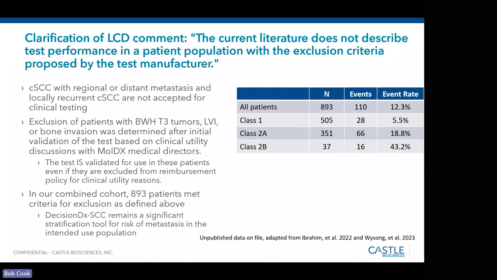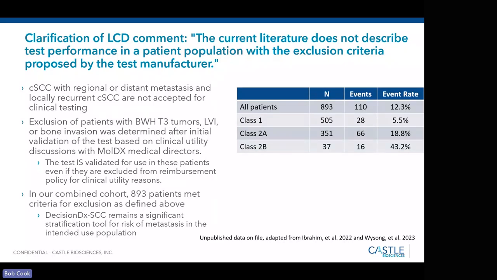So the first comment written in the LCD that I'd like to address suggests that the current literature doesn't describe test validation in a patient population with the exclusion criteria proposed by us, Castle Biosciences, the test manufacturer. We believe that this comment reflects a conversation previously had by Castle Biosciences representatives and MolDX medical directors, during which it was decided that exclusion of tumors characterized by Brigham and Women's staging T3 staging, those tumors characterized also by lymphovascular invasion or bone invasion, were warranted, given the substantially high risk of developing metastasis for patients with these types of tumors.